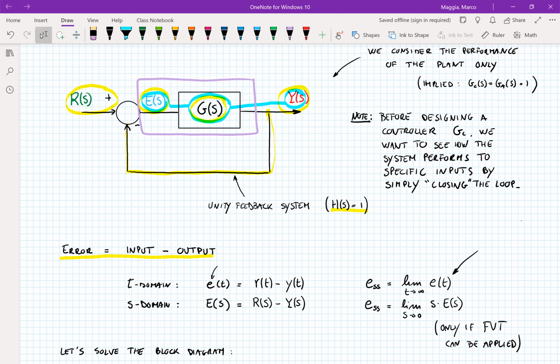So you have to take a look at the poles of the transfer function on the upper branch of your feedback control system.